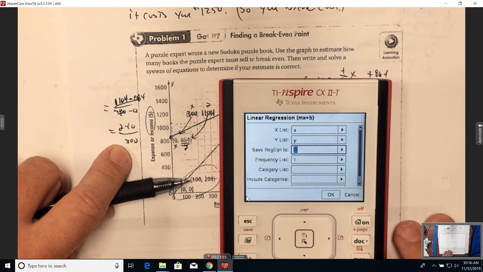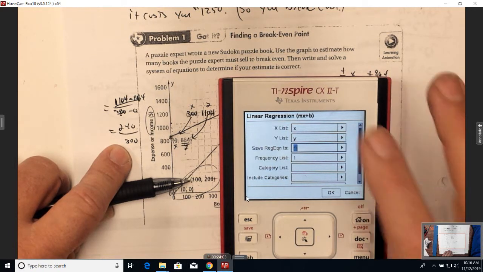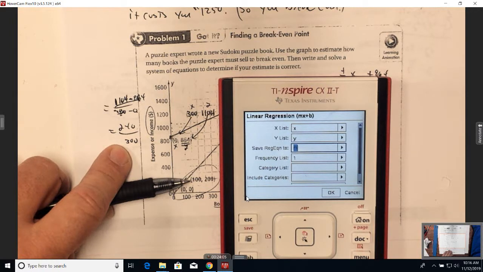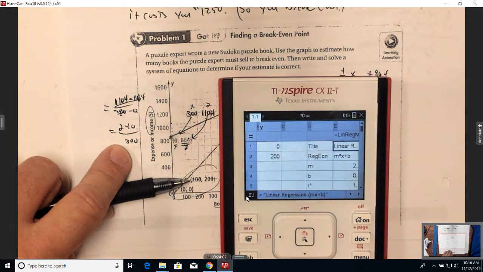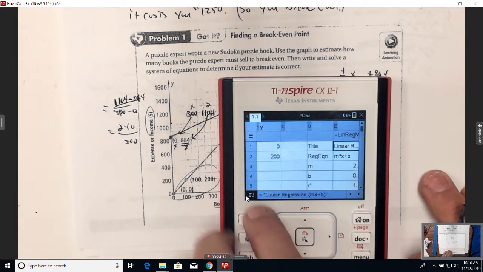Did you guys do this in the other problems? You didn't have to. You could find the slope and the y-intercept. It's probably faster to do the slope and the y-intercept. But if you don't know how to do that, I just showed you a way of cheating on the EOC, right? That you can get that. And just go to OK. There it is. My slope, my y-intercept.